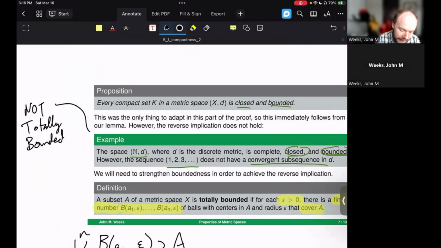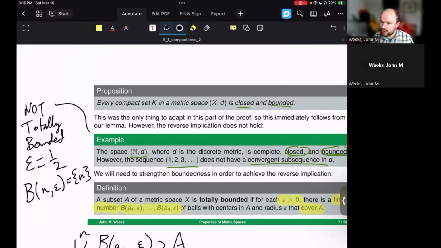And that's because if epsilon equals 1/2, we always come back to this example, right? It's not totally bounded because if epsilon equals 1/2, then the ball of radius epsilon around any natural number n is just the set containing n, because there's no larger distance that you could take. The only distances are 0 and 1, and nothing is of distance 1 away inside of this ball, it's only of distance 0, and it's going to be the point n itself.